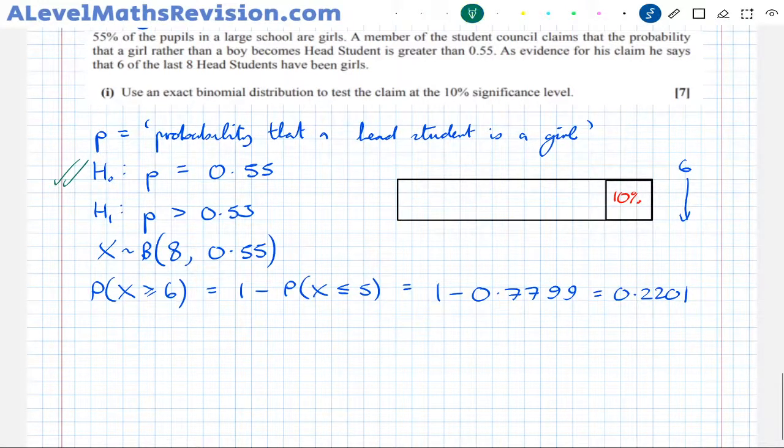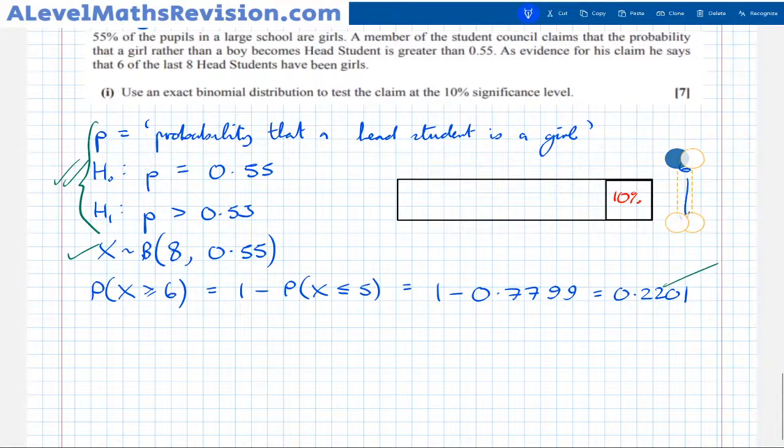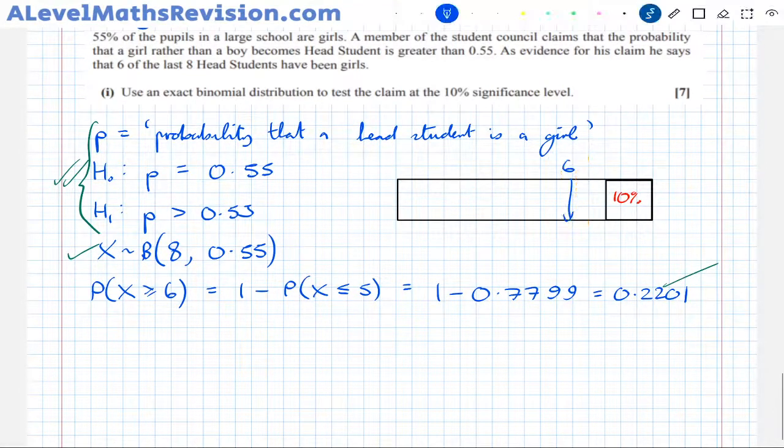Let's not forget where the marks are. 2 marks for that, a mark for that, a mark for doing this, and if the probability to the right of it is 22%, this is way outside of the rejection region. Therefore, we're not going to reject it. So 0.2201 is greater than our 10% significance level. That's a mark.